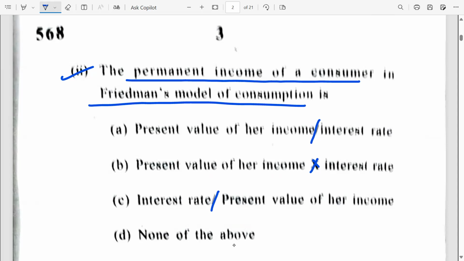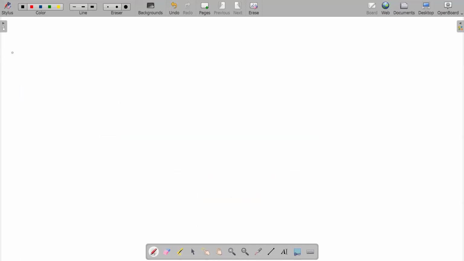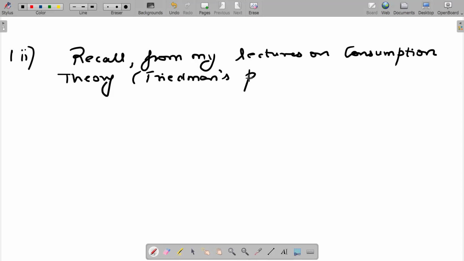Now, students can recall this from my lectures on consumption theory. So I can come to the whiteboard and I can erase this particular part off and I can look at question 1, part 2. Recall from my lectures on consumption theory. And within consumption theory, students can refer to Friedman's permanent income hypothesis from the Branson book, which I have covered in detail in my lectures.